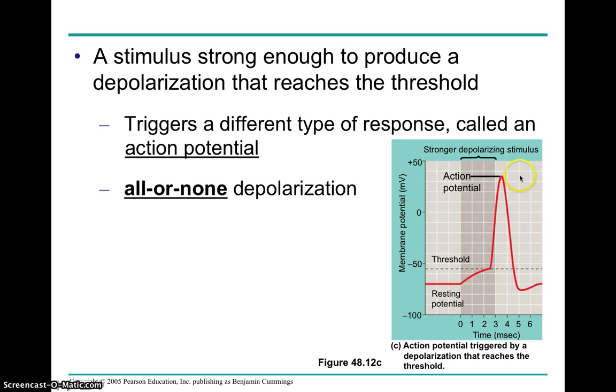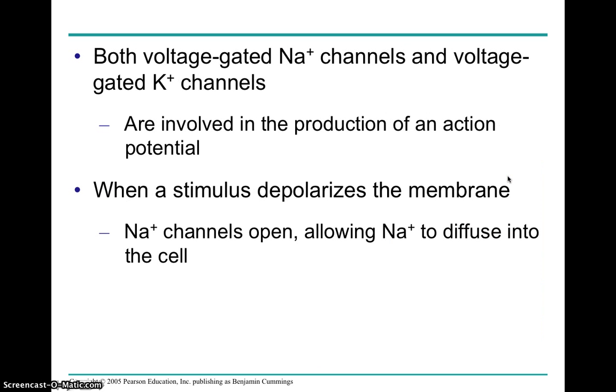And at positive 30, this is the point at which sodium has reached equilibrium. That's the equilibrium potential for sodium. So no more is basically going in or out. You might have two going in, two going out, back and forth, this dynamic equilibrium, but we're at equilibrium. And at this point, all the sodium channels will close.